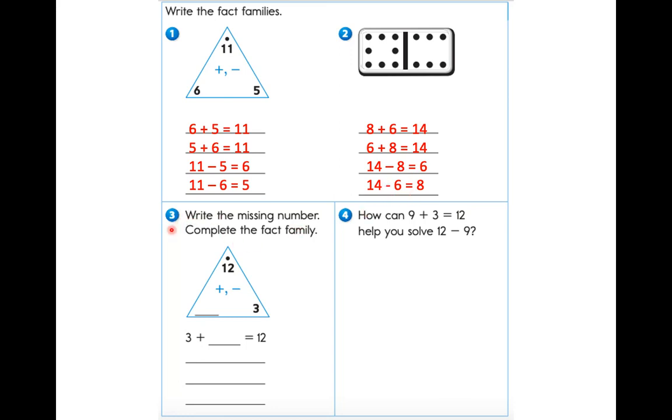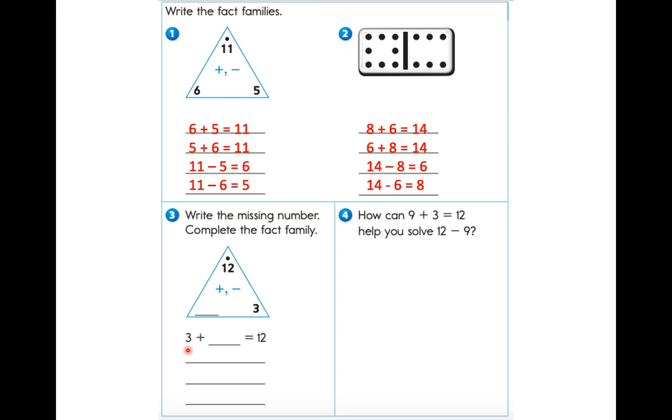Coming down to number 3, it says to write the missing number. Complete the fact family. So sometimes we have to solve for a missing addend. And looking at this problem, they already wrote out one of our facts for us. It's 3 plus what equals 12. How can I figure this problem out? Well, I can use my counting on strategy and count on from 3 until I get to 12.